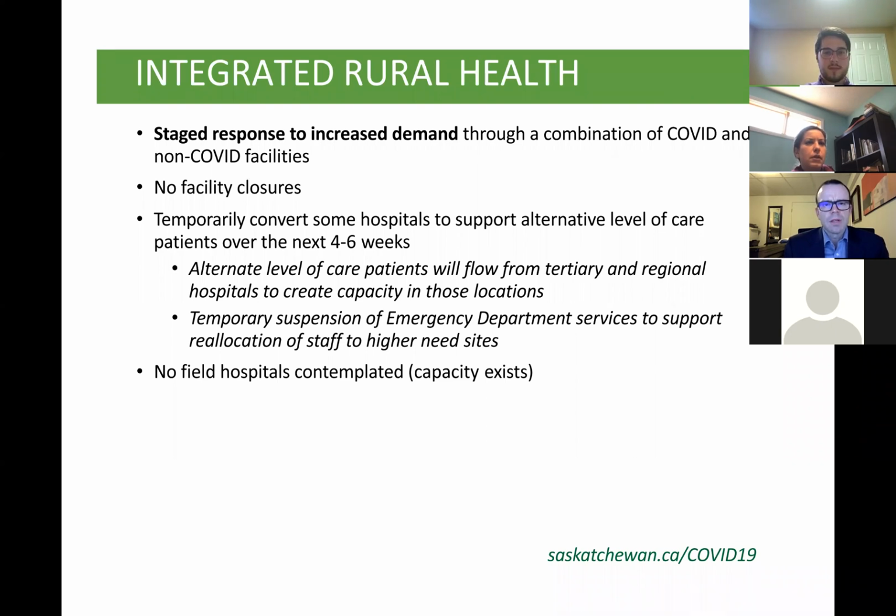Integrated rural health. In this area, we have planned a staged response through a combination of COVID and non-COVID facilities. There are no facility closures. We are, in rural, temporarily converting some hospitals to support alternate level of care patients, and this would be happening over the next 4 to 6 weeks, where we would be making this switch. What that would do is allow for the flow of alternate level of care patients from tertiary and regional hospitals in order to create additional capacity in those areas.